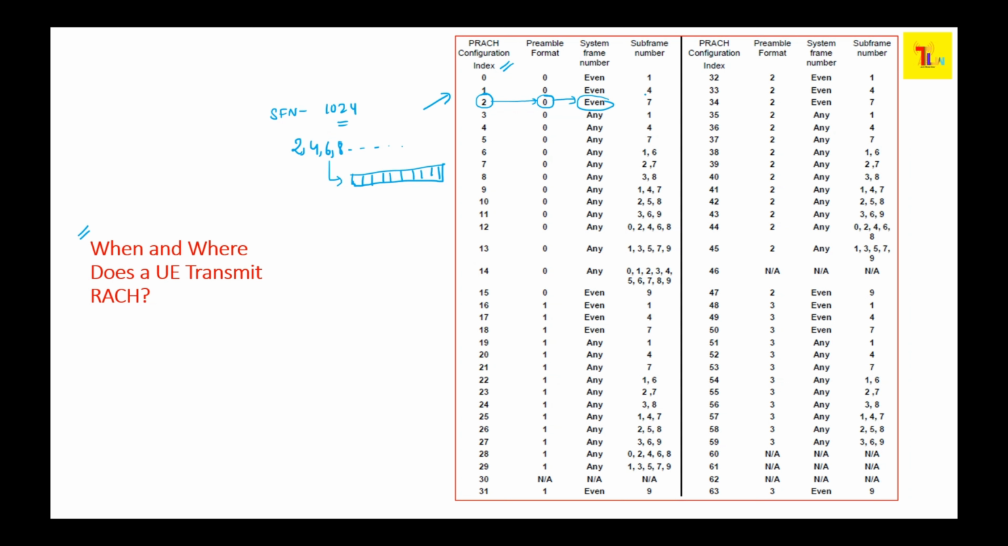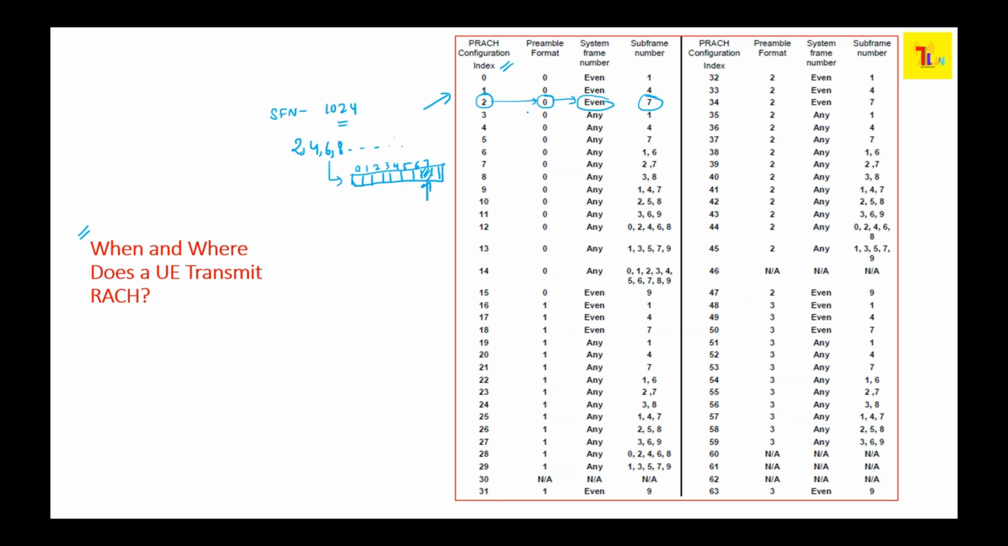In that particular radio frame, let's suppose subframe 7, counting 0, 1, 2, 3, 4, 5, 6, 7. So the 7th subframe is going to be used for the transmission of that particular preamble. That is exactly where you are going to transmit that RACH. So this is the particular location. This is the significance of the PRACH configuration index.